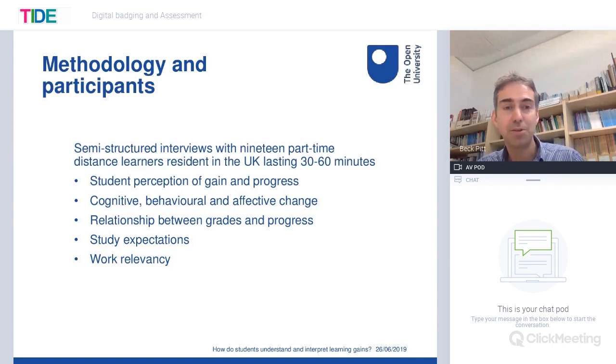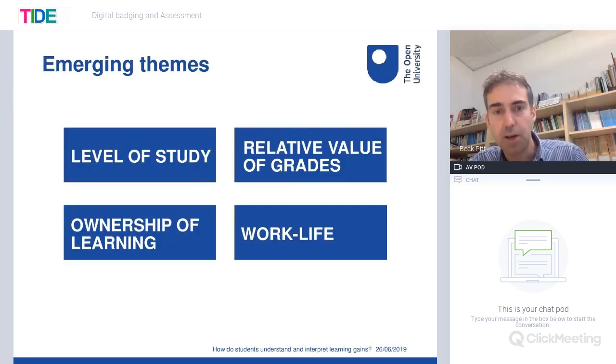We asked students about how they perceived gain and progress. So what did gain and progress mean to them as they were studying their undergraduate course? We asked them about cognitive, behavioural and affective change that they were experiencing, this relationship between progress and the grades they were getting, and also about the study expectations and the work relevancy of the learning that they were receiving. And we got some really interesting results.